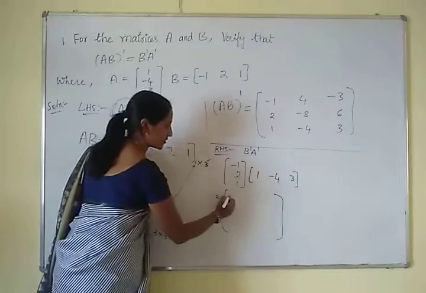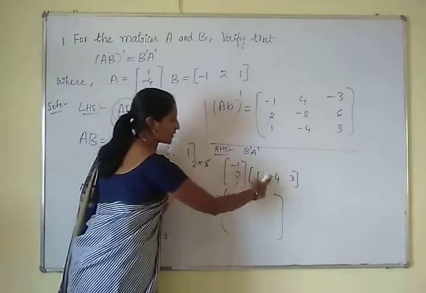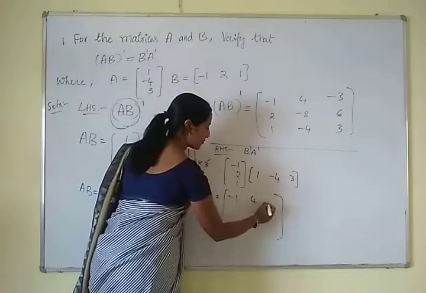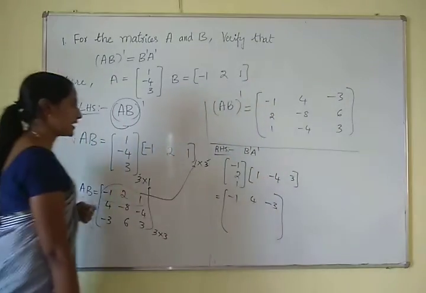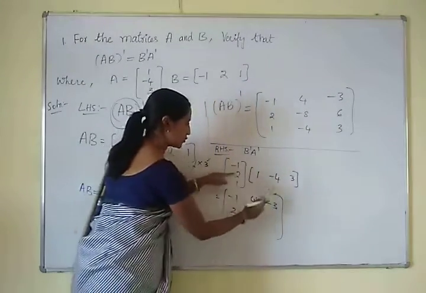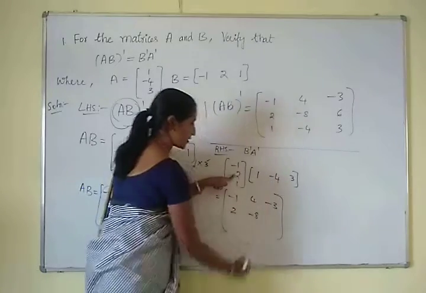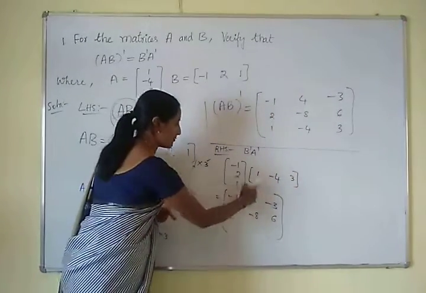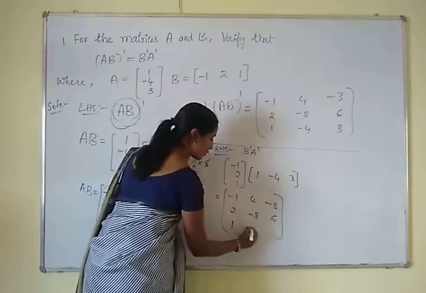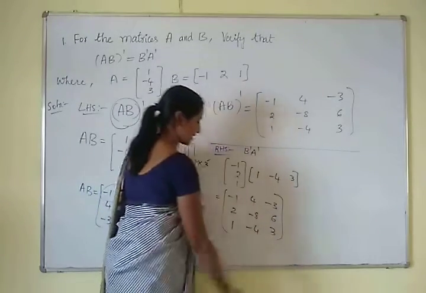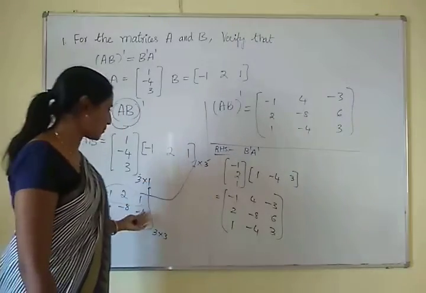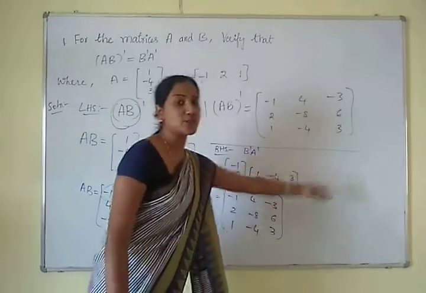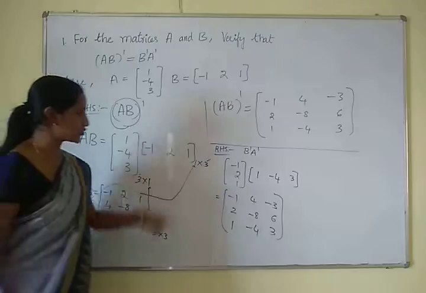Minus 1 into 1, minus 1. Minus 1 into minus 4, plus 4. Minus 1 into 3, minus 3. Clear? Next one. 2 ones are 2. 2 into minus 4, minus 8. 2 threes are 6. Next one. 1 ones are 1. 1 into minus 4, minus 4. 1 threes are 3. Same way. I have used the same procedure already, like how we did for this one. But I did it directly instead of writing those steps. Clear?